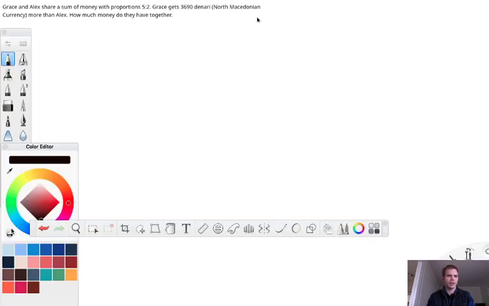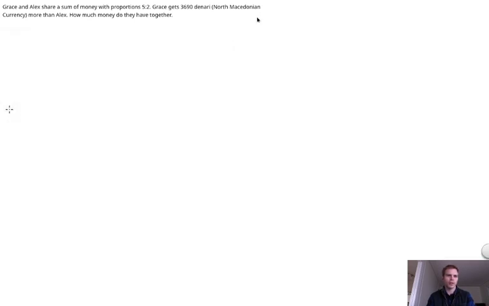So Grace and Alex share a sum of money with proportions 5 to 2. Grace gets 3,690 denarii, which is the North Macedonian currency, more than Alex. Okay. So this is kind of a tough problem if you're not comfortable with how ratios work.